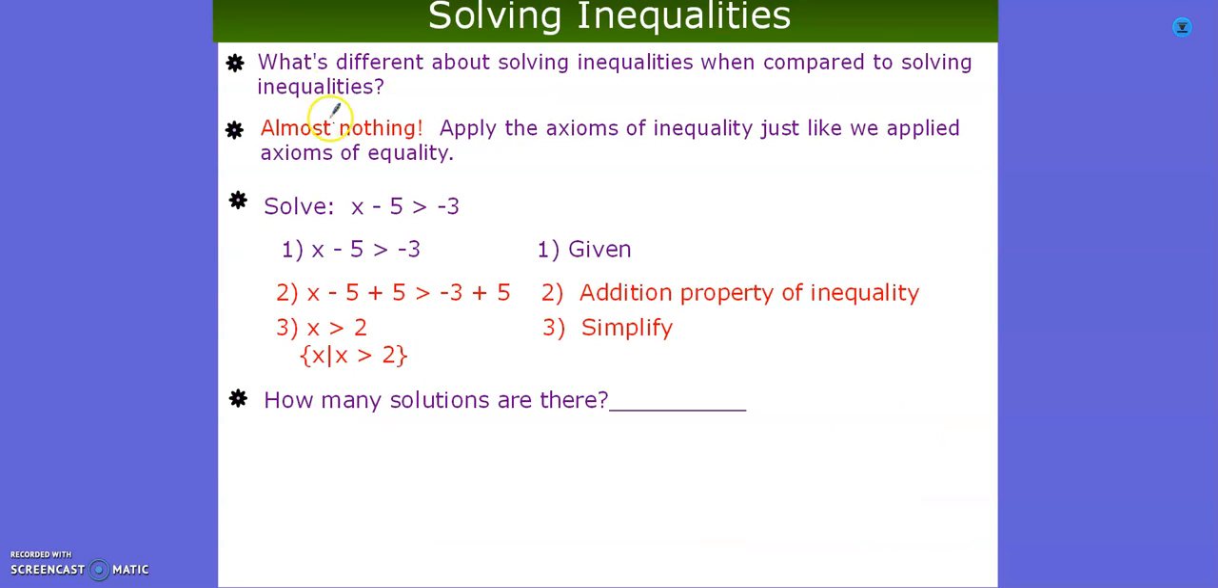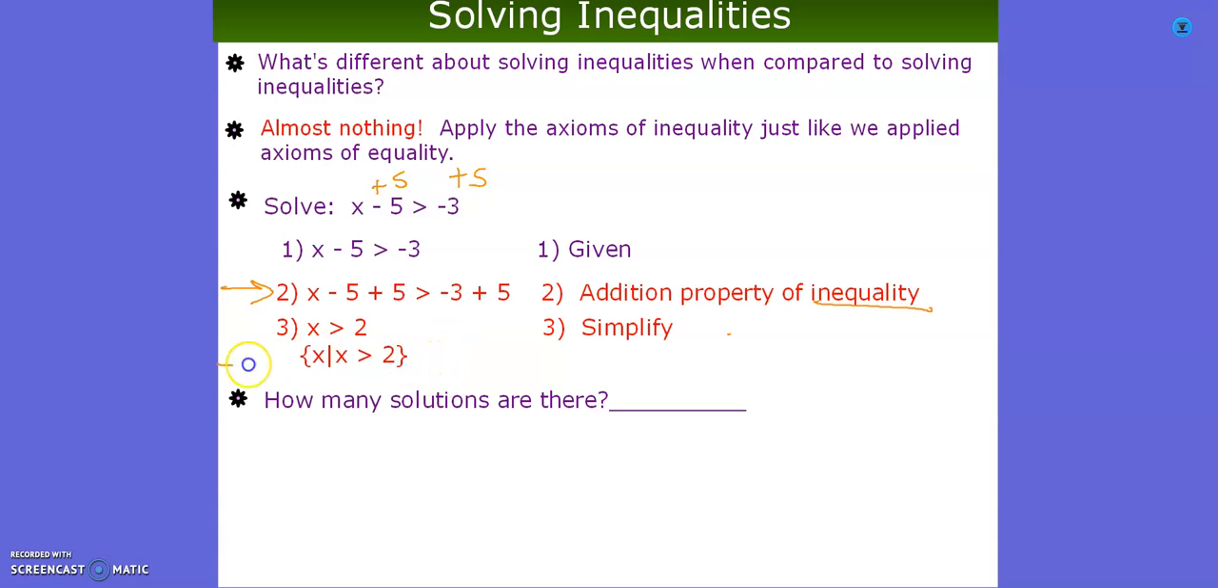Let's take a look. There's almost nothing different in solving an inequality as there is in an equation, except for when you multiply or divide with a negative number. So here's my first one. I've got x minus 5 is greater than negative 3. That's my given statement. We solve just like we normally would. We would go ahead and add 5 to both sides. That would be our first step, and that's step 2 right here. That's using the addition property of inequality because we're using inequality symbols. Then we go ahead and simplify and we get x is greater than 2.